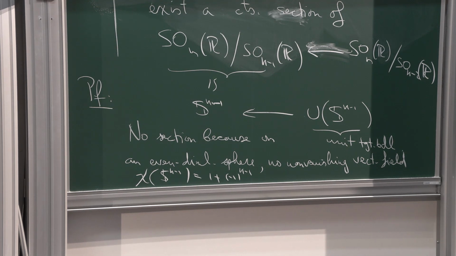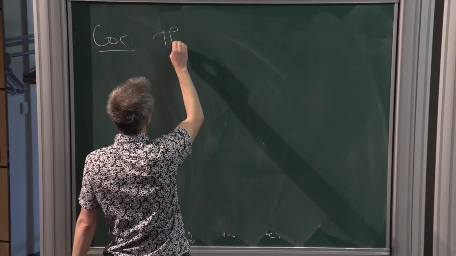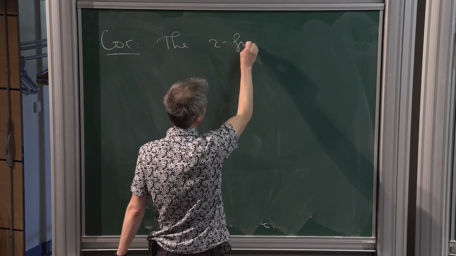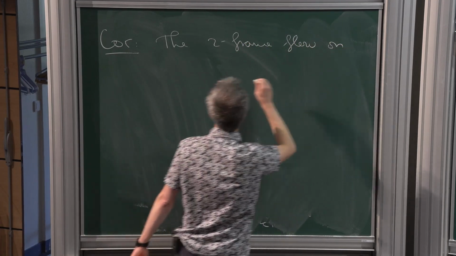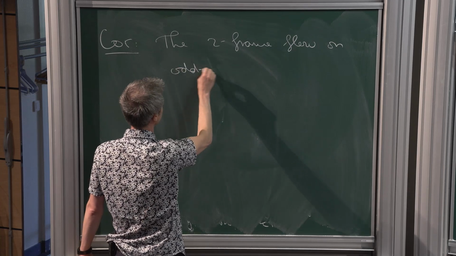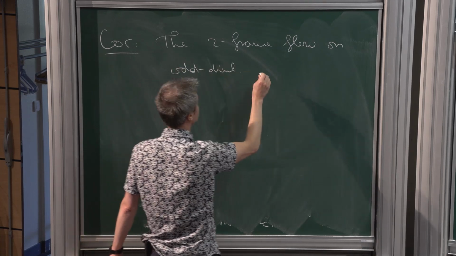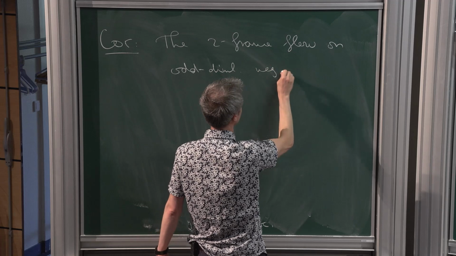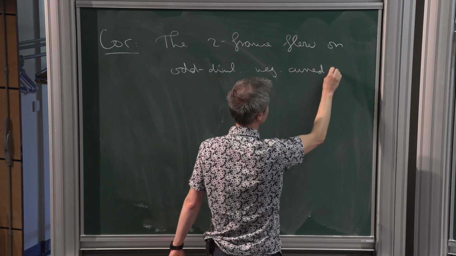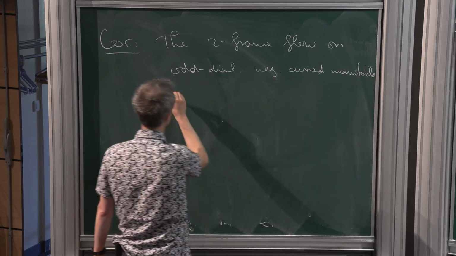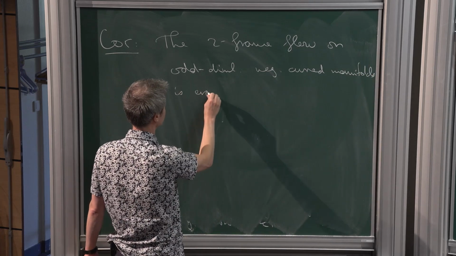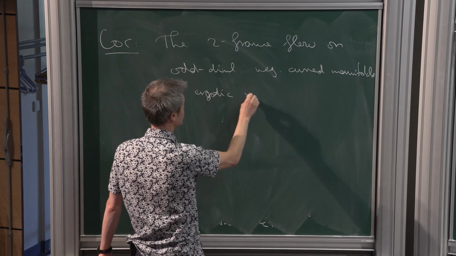A corollary of this is that the two-frame flow on odd-dimensional negatively curved manifolds is ergodic with respect to volume.